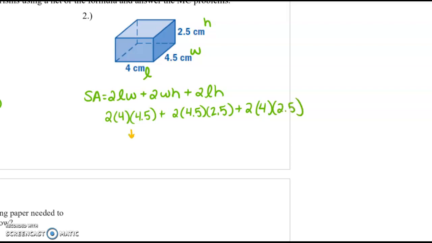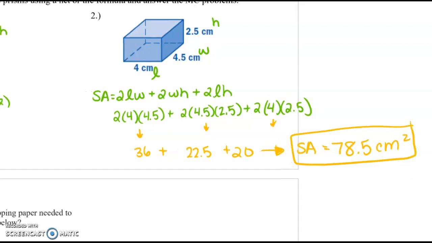Go through, do my multiplication first. So this is going to be 2 times 4 times 4.5 gives me 36, plus 2 times 4.5 times 2.5 gives me 22.5, and 2 times 4 times 2.5 gives me 20. Add all those up to give me my surface area. So if I add them up, my surface area is 36 plus 22.5 plus 20. And it's going to give me 78.5 centimeters squared.